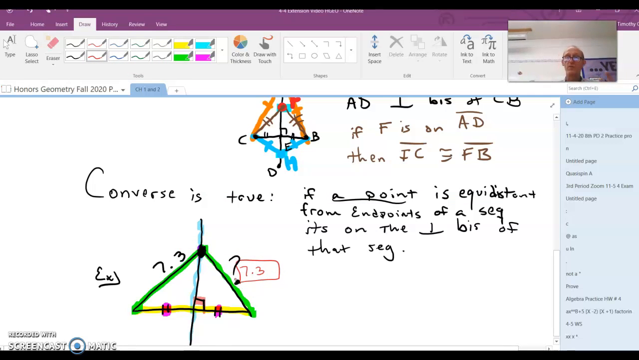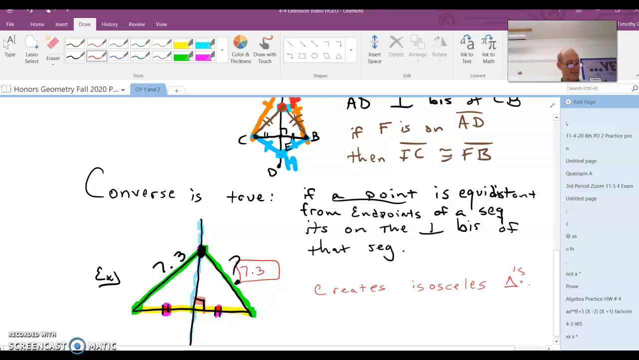So we know from the perpendicular bisector theorem that it really creates an isosceles triangle, okay? So this creates isosceles triangles, which is kind of cool. Okay, so that's the perpendicular bisector theorem.